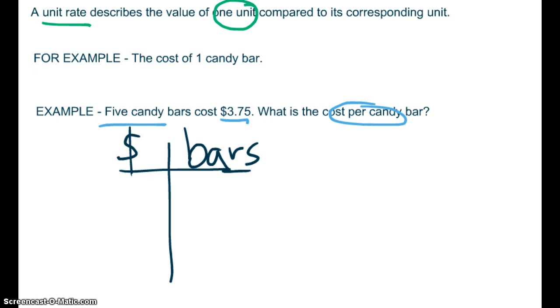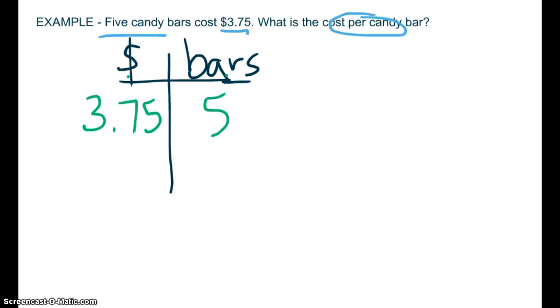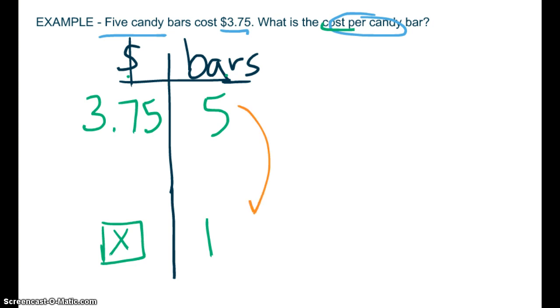So I'm going to set up my ratio table, and I'm going to compare dollars to bars. So I know that $3.75 will buy me 5 candy bars. I want to find the cost, so I'm looking for my cost, so I'm going to put my X, of one candy bar, the cost per candy bar. Now, I'm going to say, well, how do I get from 5 down to 1? I'm going to divide by 5. When using ratio tables, we always multiply and divide. We never add or subtract. So 5 divided by 5 is 1.